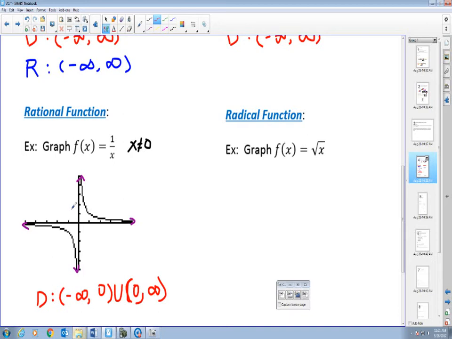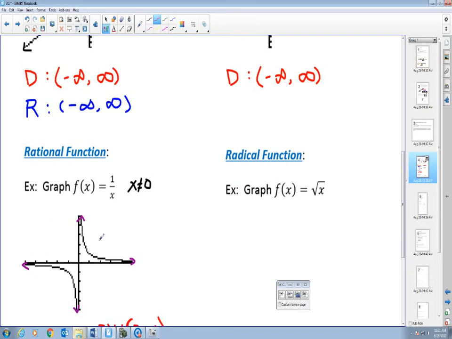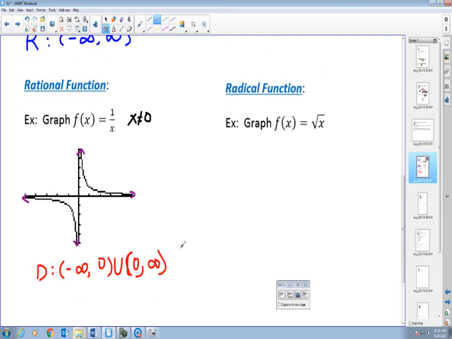And you probably notice I don't talk much about range, because range does change based on the type of function. So most of the time I'm just naming off the domain when I introduce the common functions here.